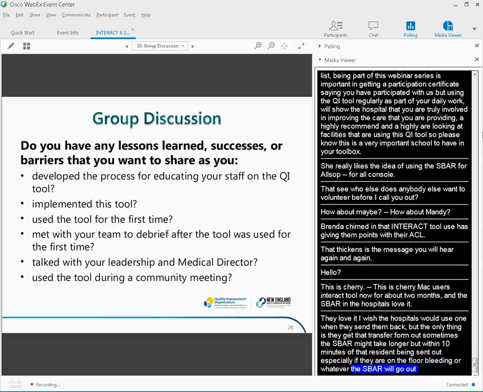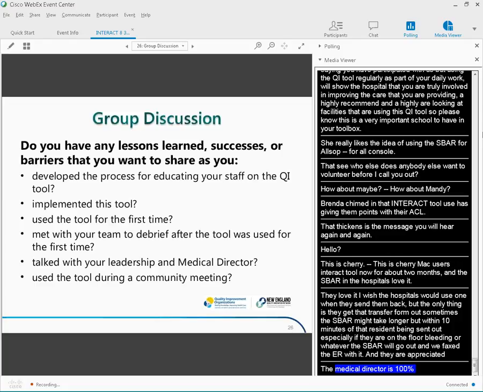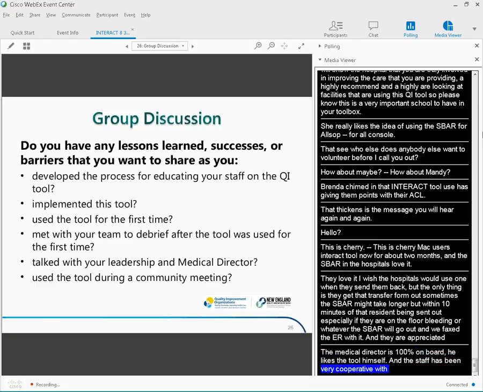And they appreciate that. So my medical director is 100% on board with this. He actually likes the tool himself. And the staff has been very cooperative with this, and they do it all the time now. It's just second nature to them.